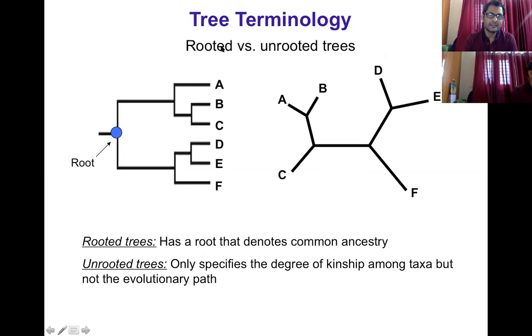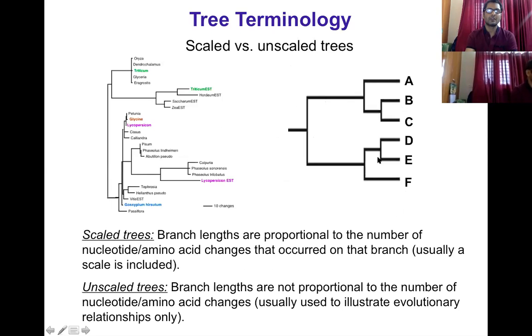Right? Then there's a rooted tree versus an unrooted tree. Rooted tree means there is a common ancestor, but an unrooted tree does not have any common ancestor. It only specifies the degree of kinship among taxa, but does not show any evolutionary path. So it's not showing any evolutionary path. Here we can understand that this is an evolutionary path, but here we don't know from where the evolution is taking place. Only the relationship between the different OTUs is shown, right?